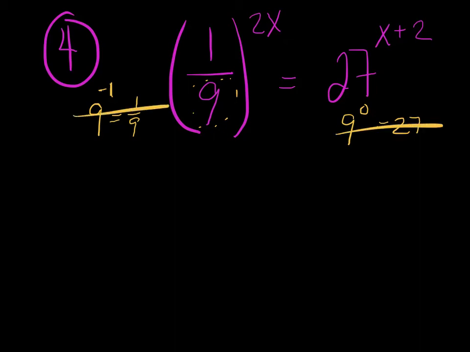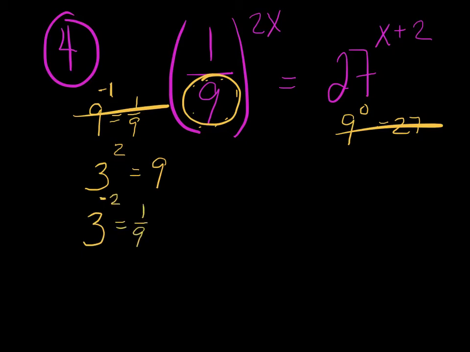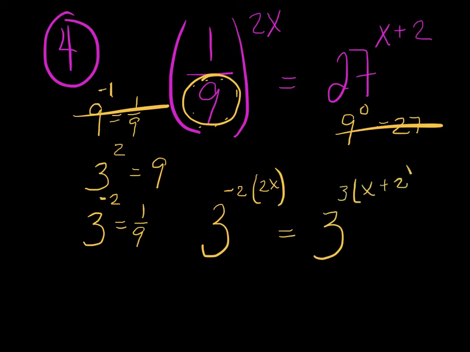What other number jumps in your head when you see a 9? Hopefully a 3. When I see 9, I think 3 squared. And again, if I want that to equal a 9th, I need to have that 3 to the -2 to get to 1/9. So I'm going to say this side is 3 to the -2, and I have to keep that exponent of 2x. 27, of course, is 3 to the 3rd, and I need to keep the quantity x plus 2. Then my bases are the same, and I'm good to set my exponents equal.